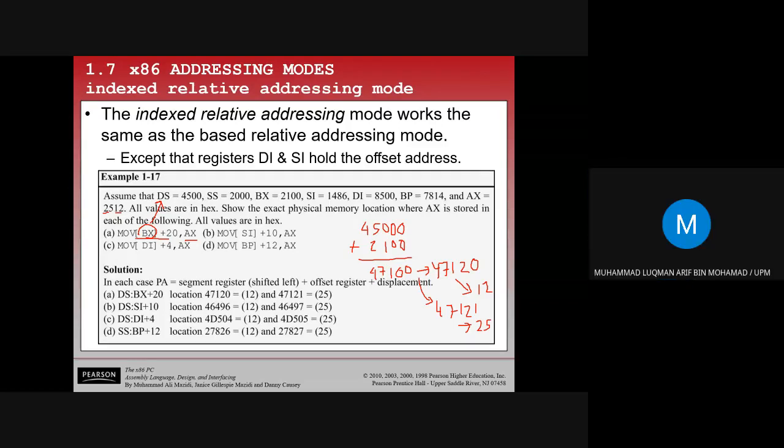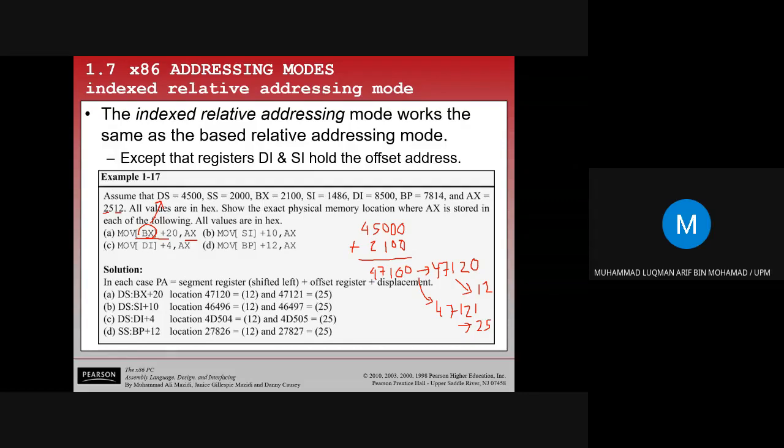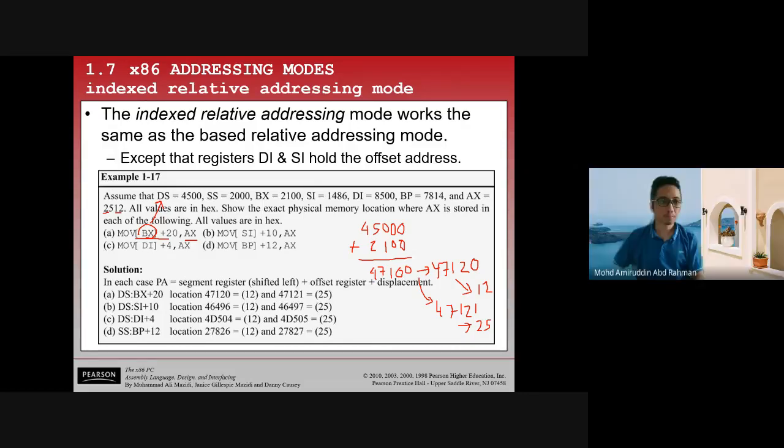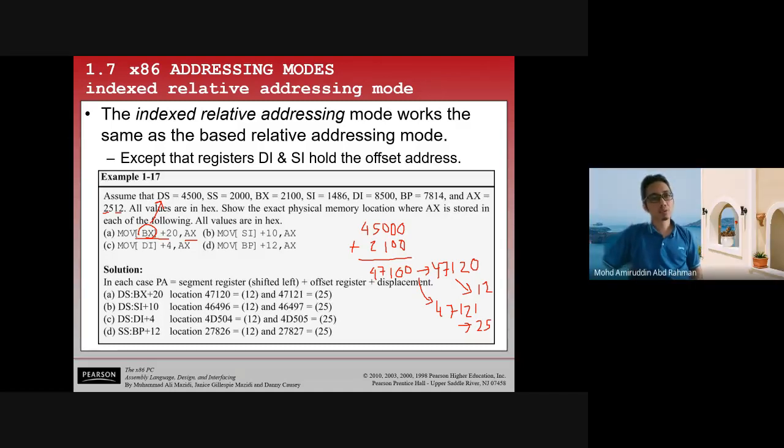Doctor, how do you know BX is the offset value for the data segment? BX is always the offset because it is inside the bracket. Whatever the value inside the bracket will be the offset value. Alright, so let's move to B.